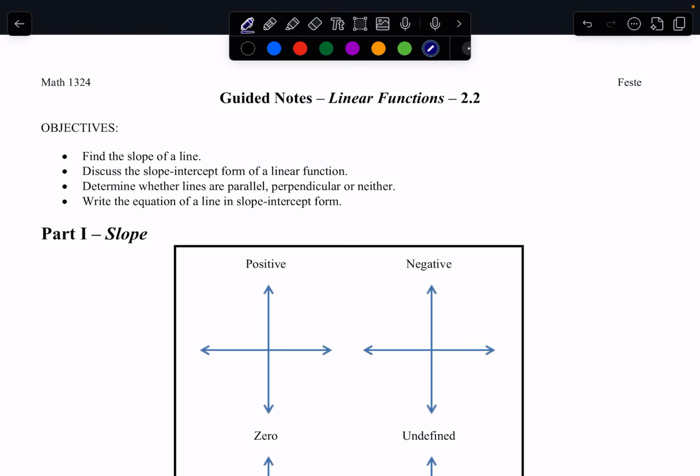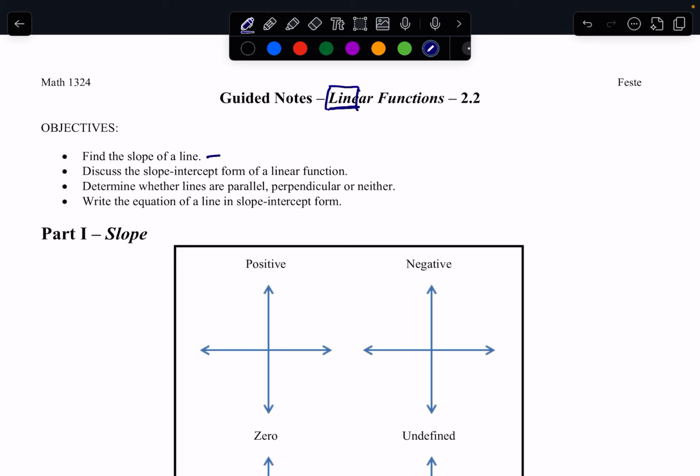Hello, this is lesson 2.2, and we will be talking about linear functions here. As the word linear, the first four letters, says, it means a line. So we are going to be looking at lines.